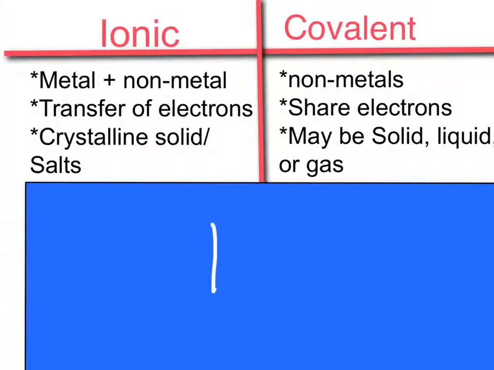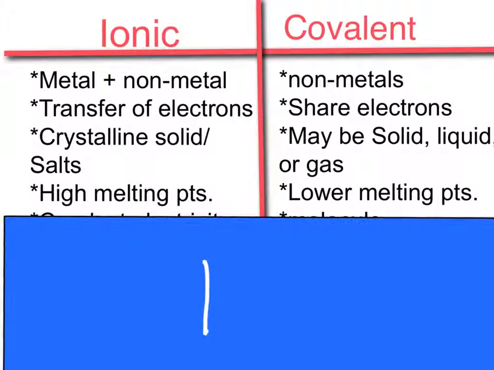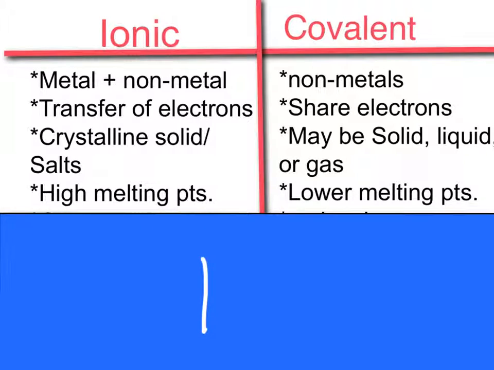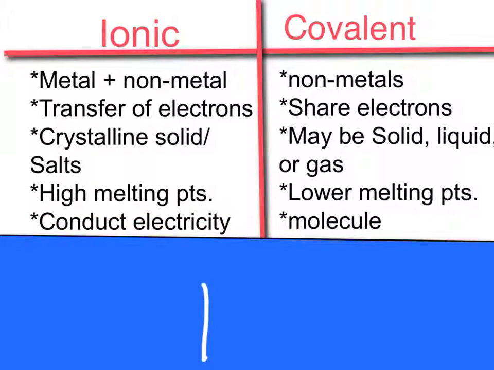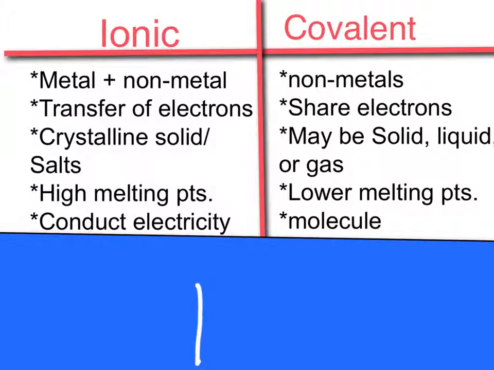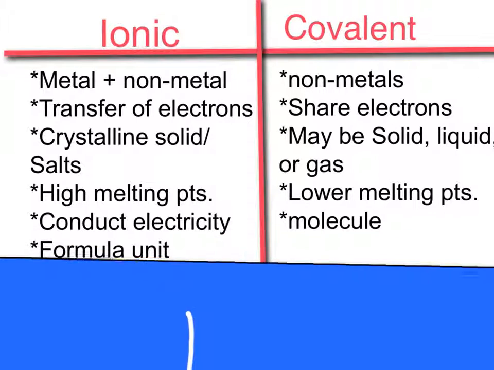Another thing that we see here is that all ionic compounds were solids at room temperature, but covalent compounds are actually solids, liquids, or gases at room temperature. For example, water is a liquid, glucose is a solid, and carbon dioxide is a gas. Next, ionic compounds had very high melting points, over 1,000 degrees. Covalent compounds tend to have lower melting points. Ionic compounds also conduct electricity. Covalent compounds sometimes conduct electricity.